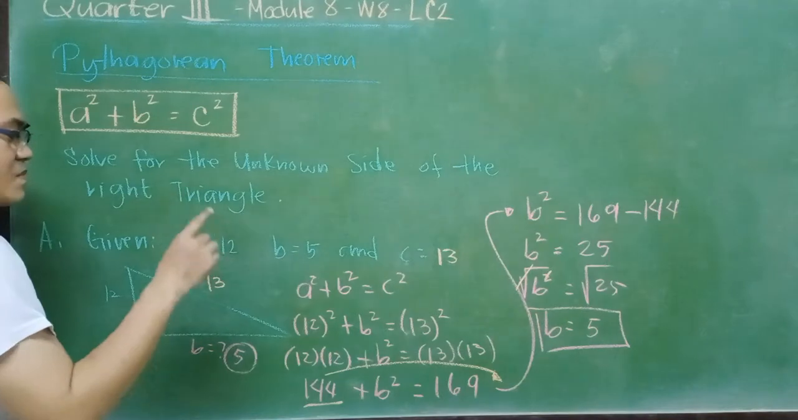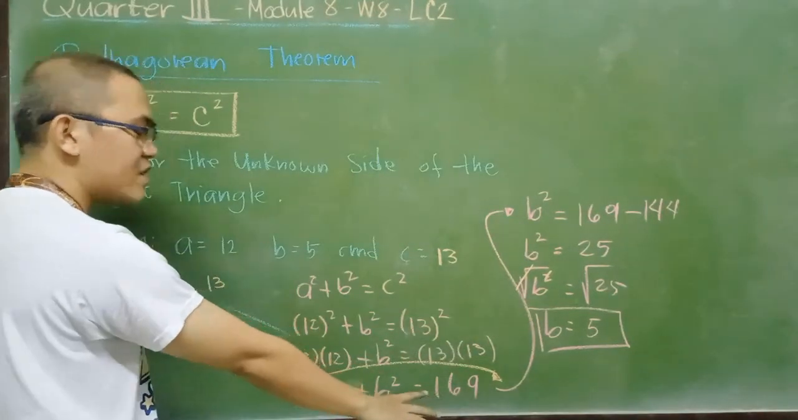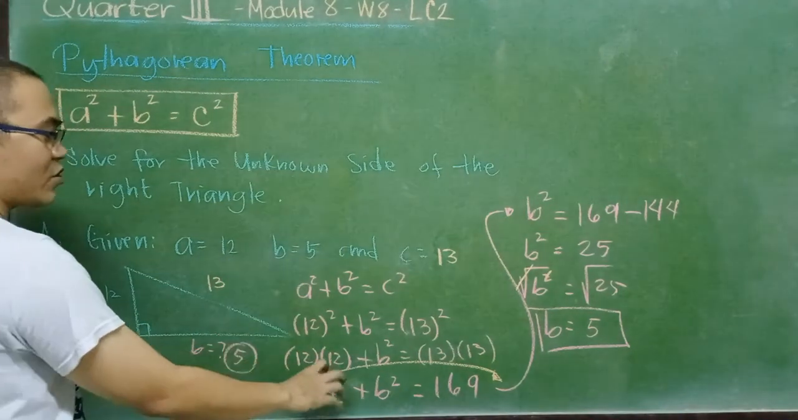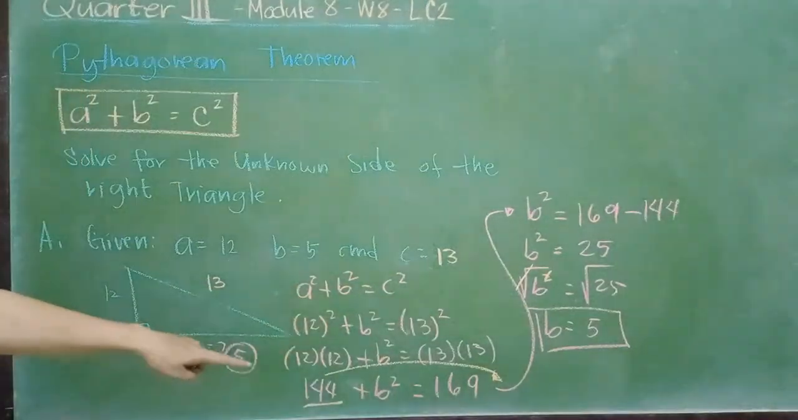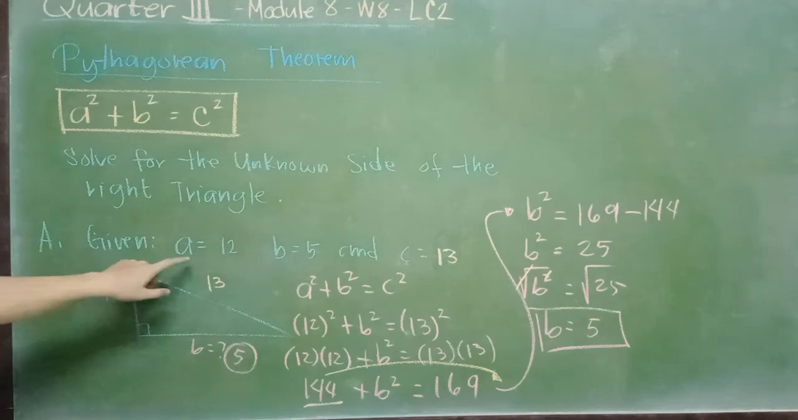So kapag b yung nawawala, magta-transpose ka lang ng value. Kapag c, wala kang tina-transpose. Kapag b o a yung nawawala, kailangan mong transpose sa kabila yung isang value. So ganyan yung ginagawa kapag b yung unknown. Now try natin kung yung a naman yung unknown.